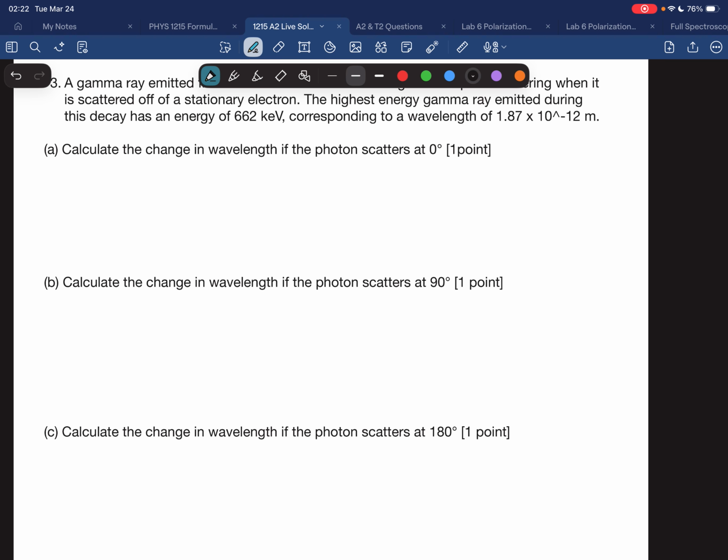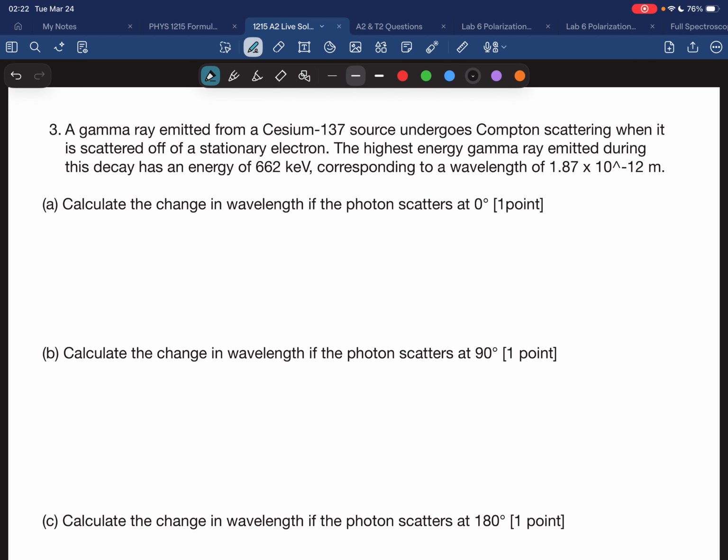Question 3. A gamma ray emitted from a cesium-137 source undergoes Compton scattering when it is scattered off of a stationary electron. The highest energy gamma ray emitted during this decay has an energy of 662 kiloelectron volts, corresponding to a wavelength of 1.87 times 10 to the negative 12 meters. Part A, calculate the change in wavelength if the photon scatters at 0 degrees.